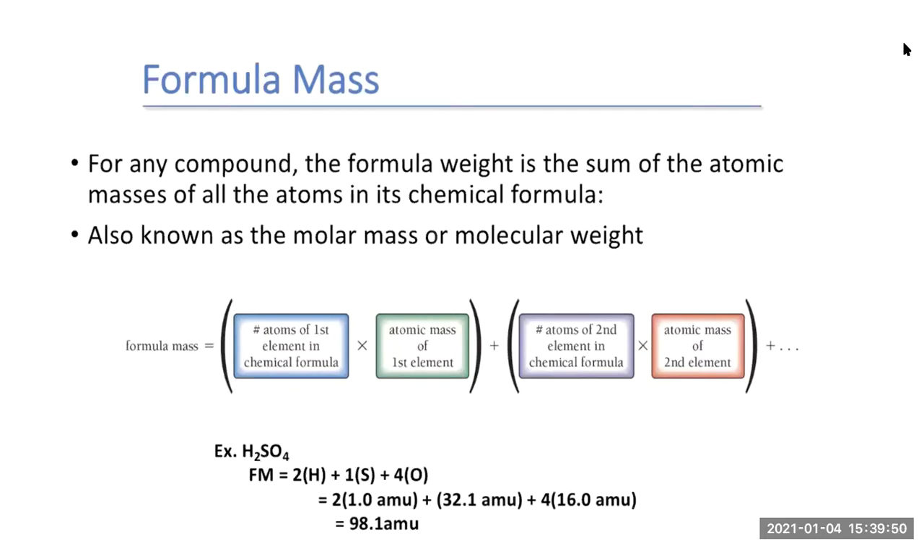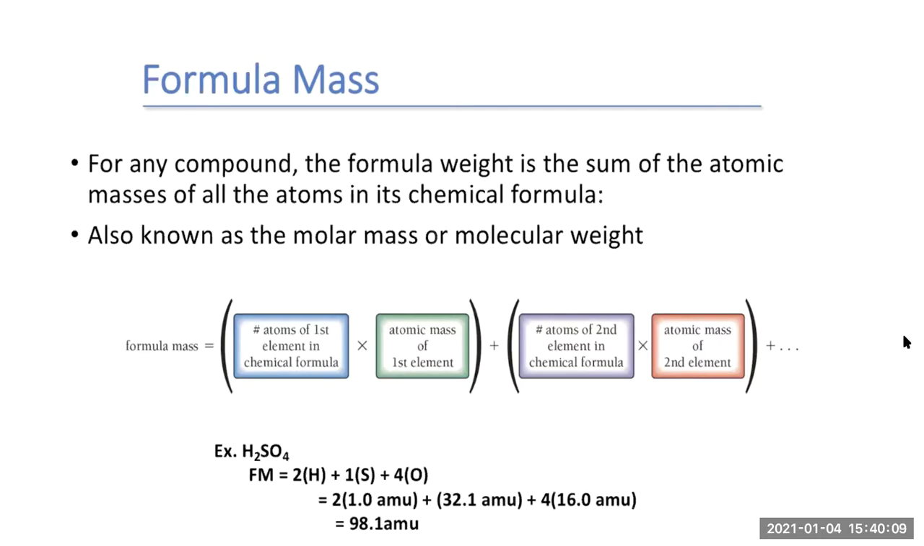The formula mass is equal to the number of atoms of the first element times that atomic mass, plus the number of atoms of the second element times its atomic mass, plus the number of atoms of the third element times its atomic mass, and so on, until you've calculated the atomic mass for all the atoms present.